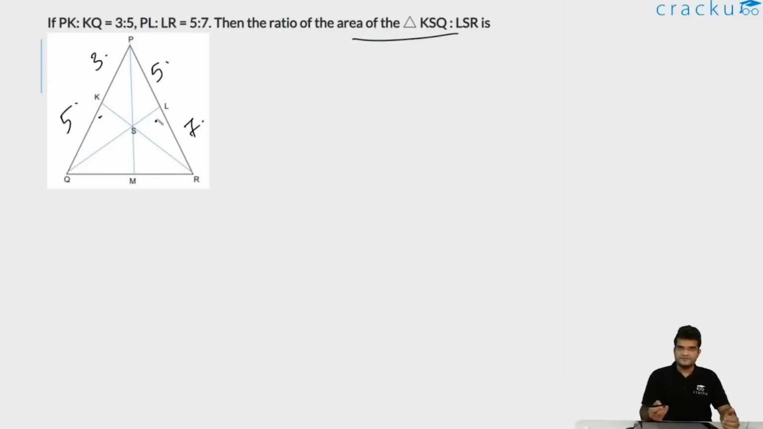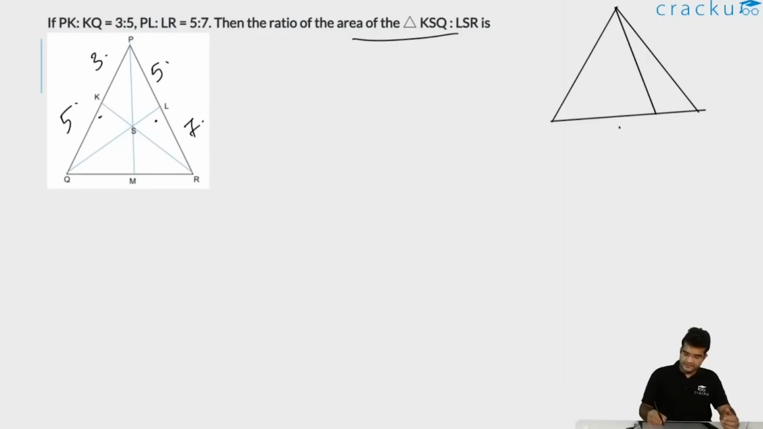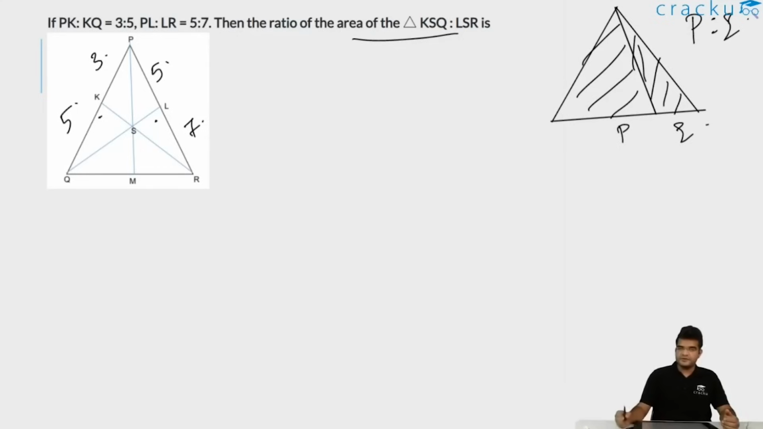So what we'll do is try to understand the ratio of the areas of the smaller triangles that are present. Before we get started, let us assume that if you have a triangle, and a line is drawn from one of the vertices which divides the opposite side in the ratio P is to Q, then the areas of the two triangles so formed are also in the ratio P is to Q. Why is that the case?